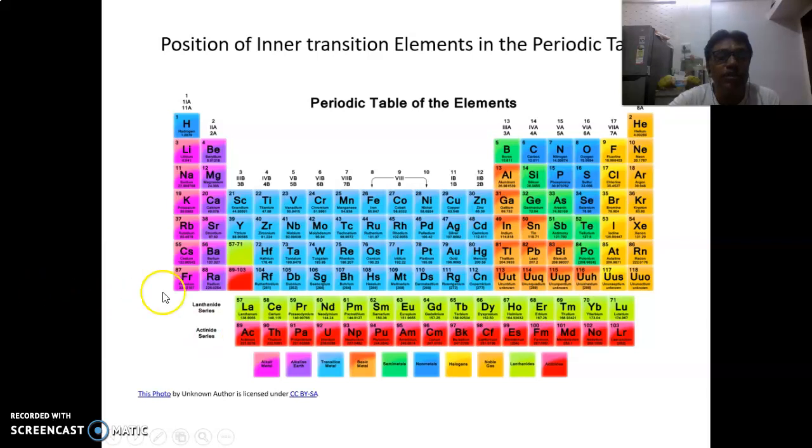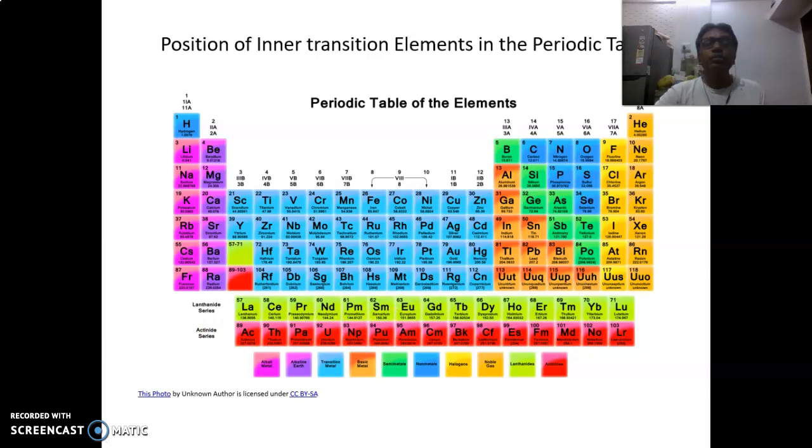Suppose these elements were placed here: lanthanum 57 would be here, after lanthanum cerium would be here, so it occupies the position of hafnium. One by one the elements would be there from cerium to lutetium, then hafnium. So what happens? The length of the periodic table gets destroyed, and it will destroy the similarity of the periodic table also. That's why the elements of the lanthanide series and the actinide series are separately put at the bottom part of the periodic table.